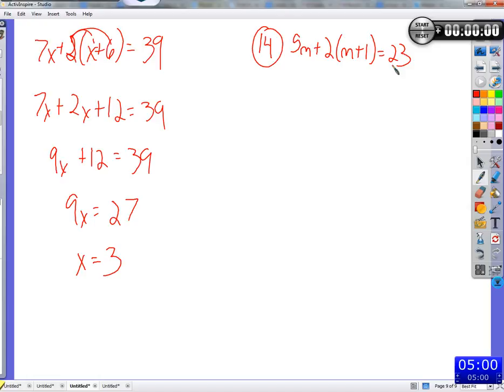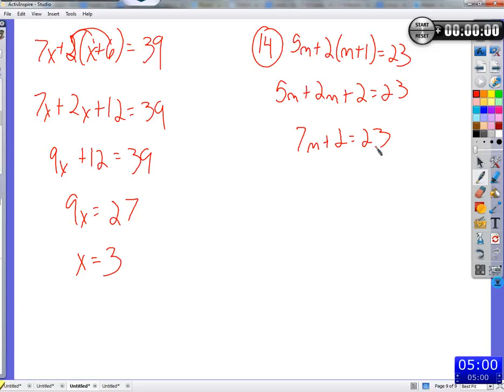First thing someone did, Hunter? Distribute the 2, so 5m plus 2m plus 2 equals 23. Then what can we do? Combine like terms. We got 7m plus 2 equals 23.